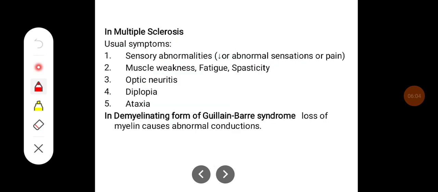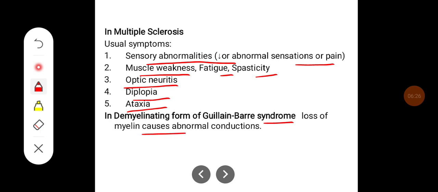In multiple sclerosis, usually the symptoms are sensory abnormalities, decreased or abnormal sensation, or pain. There can be muscle weakness, fatigue, spasticity, optic neuritis, diplopia, or ataxia. In the demyelinating form of Guillain-Barré syndrome, there is loss of myelin, which causes abnormal conductions.